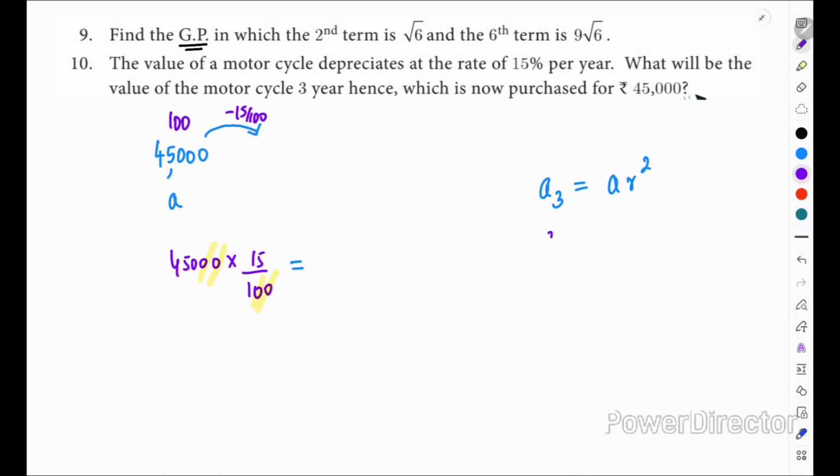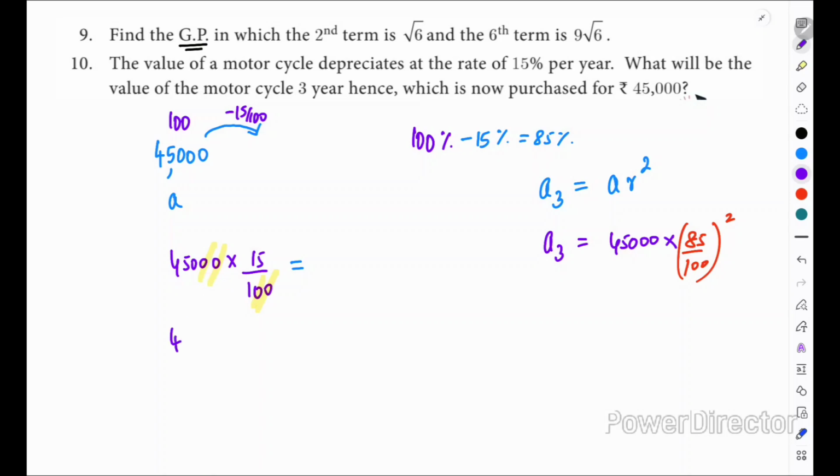So the thing is, A3 is nothing but 45,000 into, they're telling that the value gets depreciated by 15%. So always a machine is 100%. It is getting depreciated by 15% now, minus 15%, that's nothing but 85%, right? So you would be getting 85% here, but then you have to do a square. So this is quite a tedious process, so we can go step by step. It would be easy for us.